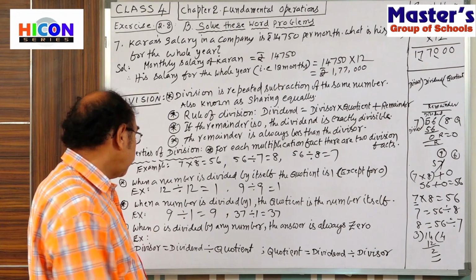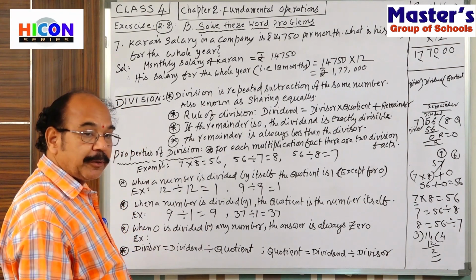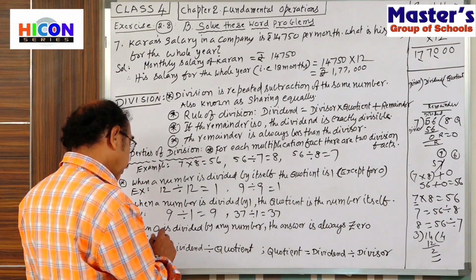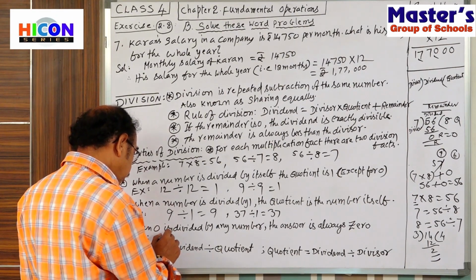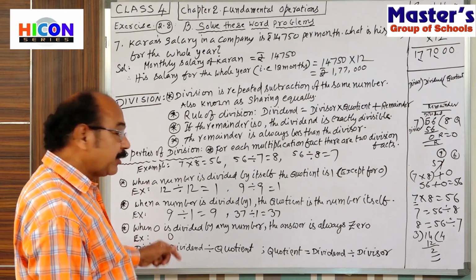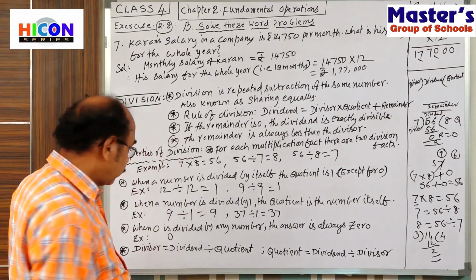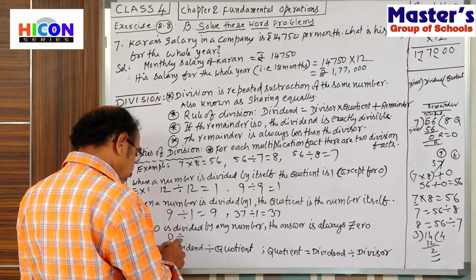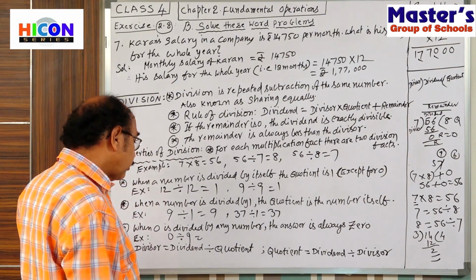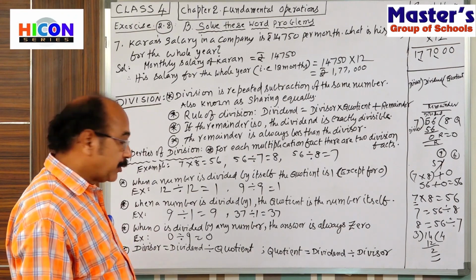Next one, see. When 0 is divided by any number, the answer is always 0. You see here, take the number 0. You divide this 0 with any number. Suppose we are dividing 0 with 9. Then what we get? 0 only. 0 by something is 0.